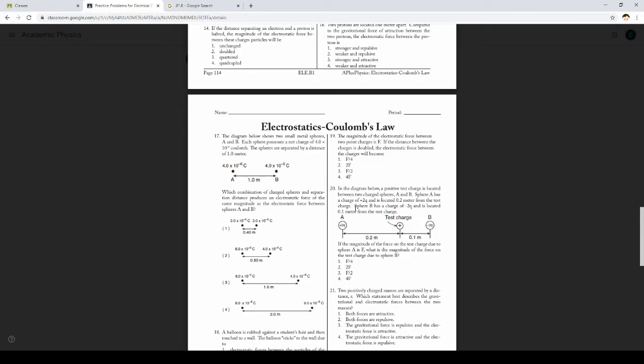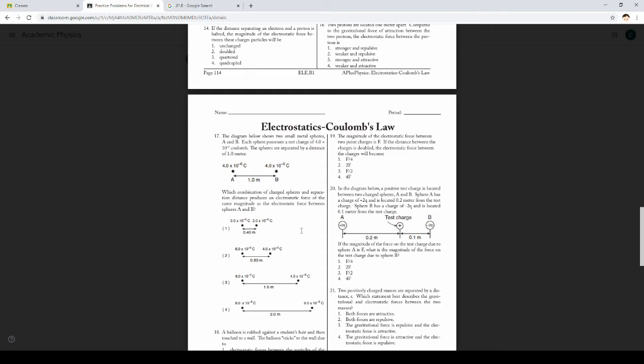Number 20. In the diagram below, a positive test charge is located between 2 charged spheres, A and B. Sphere A has a positive charge of positive 2q and located 2 meters from the test charge. Sphere B has a charge of negative 2q and is located 0.1 meter from the test charge. If the magnitude on the force of the test charge due to sphere A is F, what is the magnitude of the force on the test charge due to sphere B?